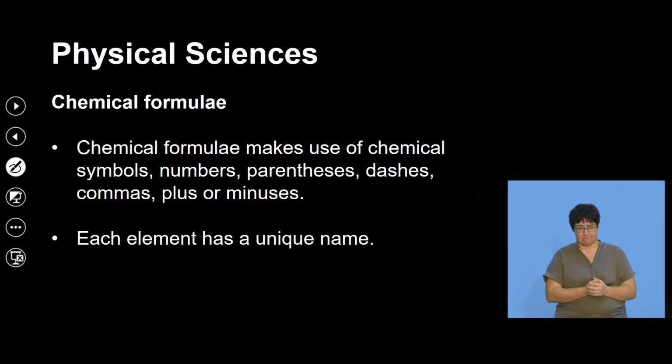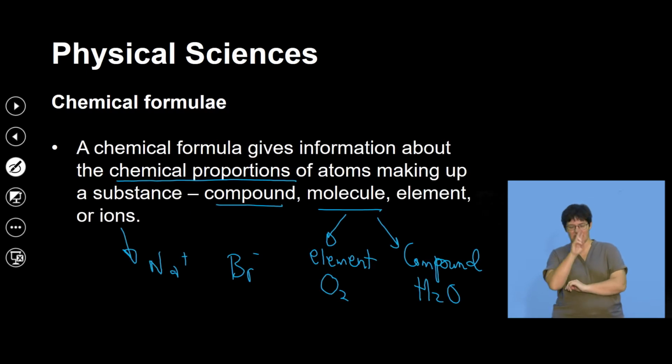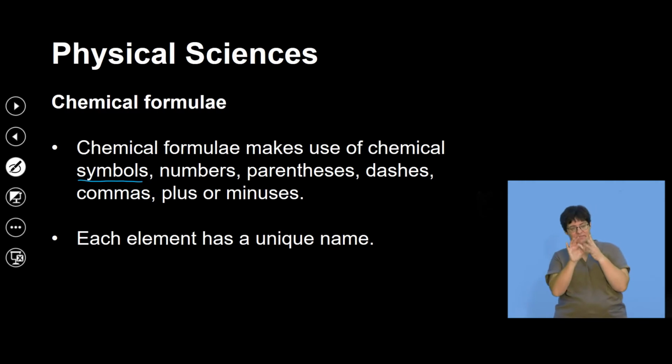Furthermore, the chemical formula makes use of symbols. These are the chemical symbols, as we have seen in the previous slide, that when we say Na, we're referring to the sodium ion, Br, the bromine ion, O2, the molecule of oxygen, H2O. So these are the symbols that we use to refer to specific substances. But amongst those, we can talk about numbers. There can be parentheses, dashes, commas, pluses, and minus.